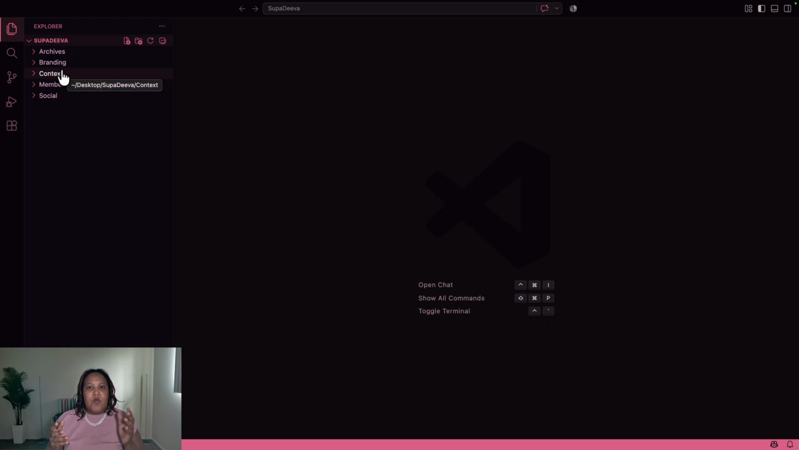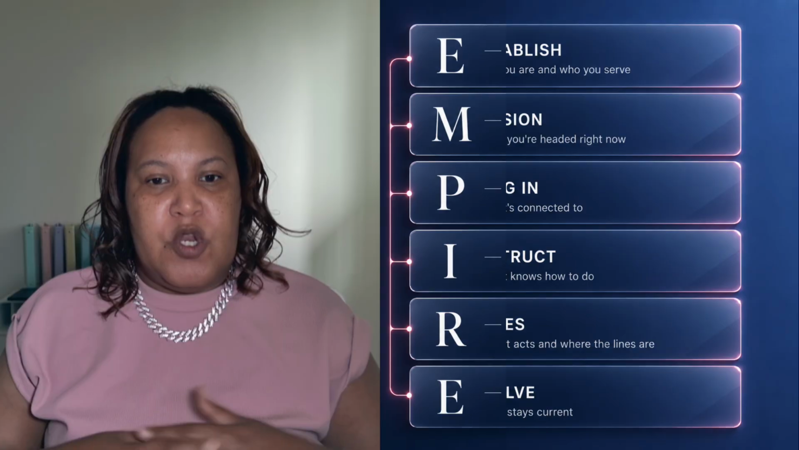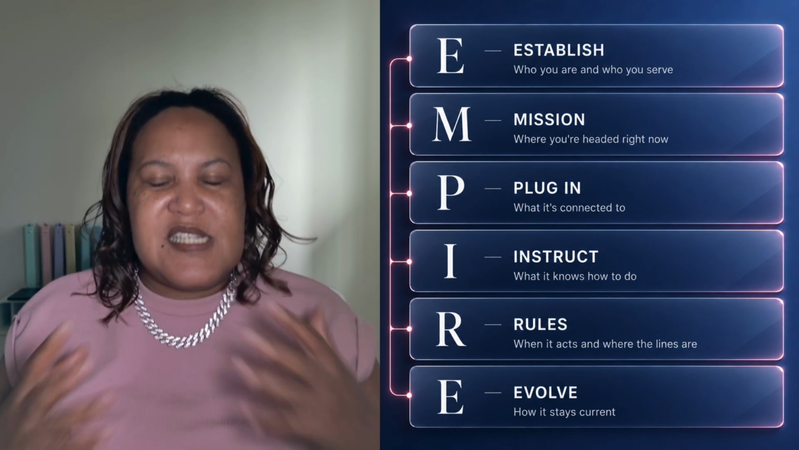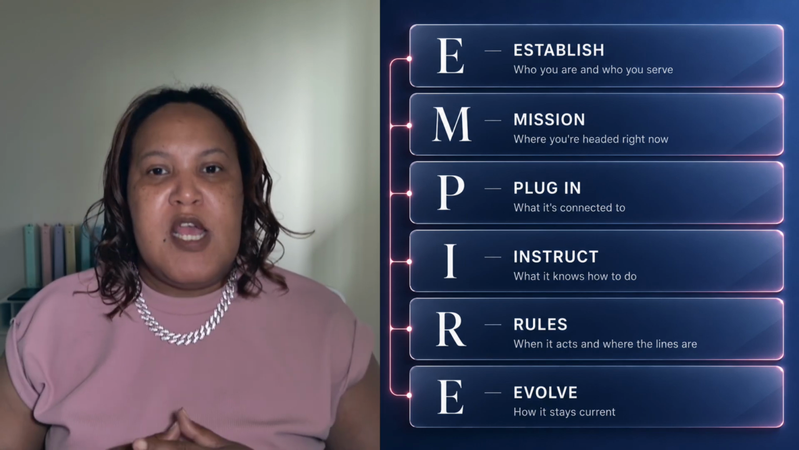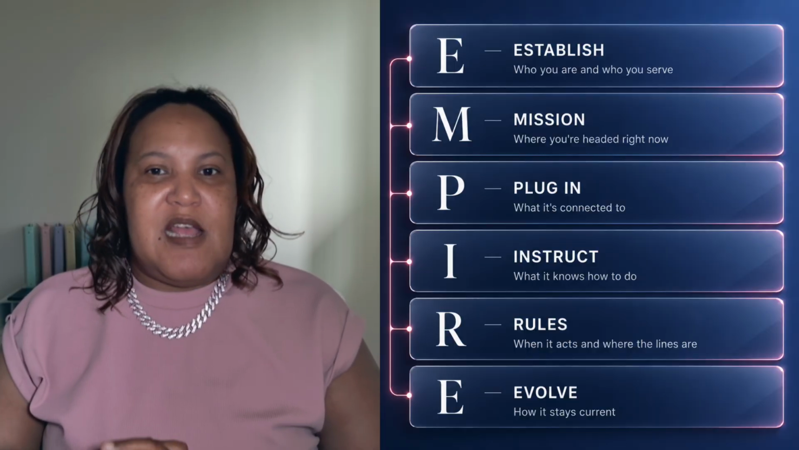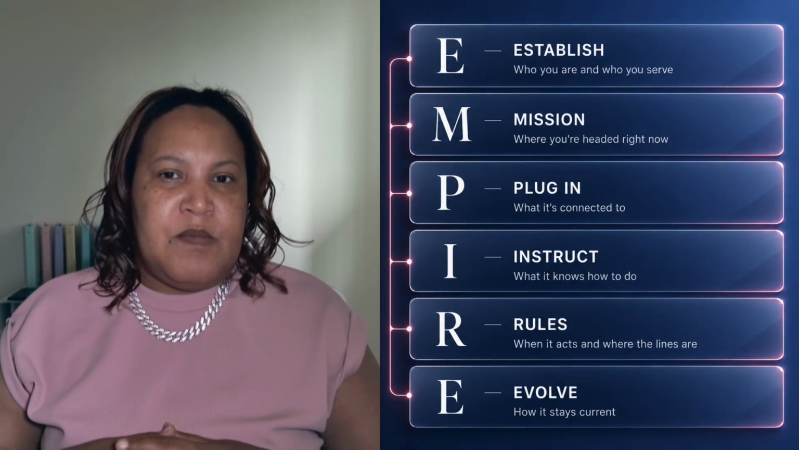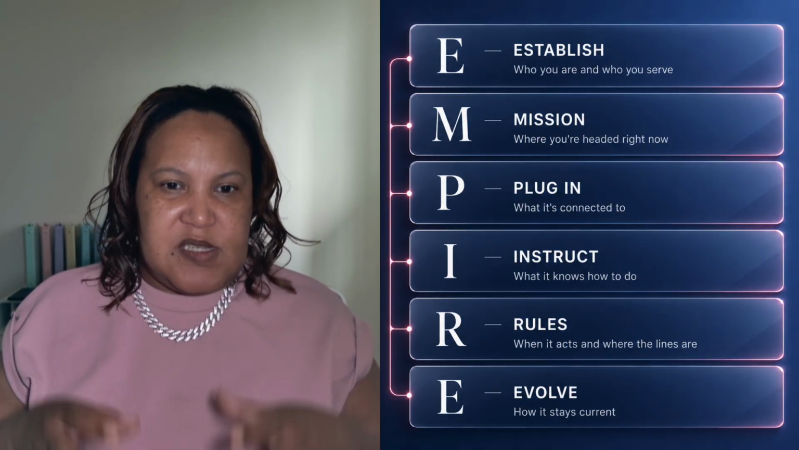I follow a framework that helps me think about my business and about the information my AI is going to need. That particular framework is called the Empire Framework. Now, with the Empire Framework, what it does is first you need to establish, that's the E, who you are, who you serve, the essentials of your business, your offers. What is your business about? Why you created this business? Those are things that don't really change as often. They do grow over time, so they do change, but it's something stable.